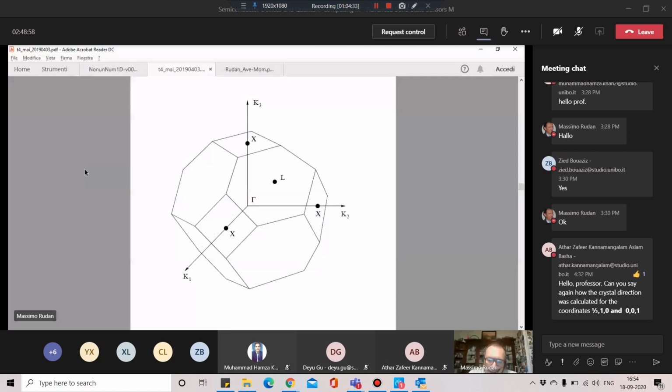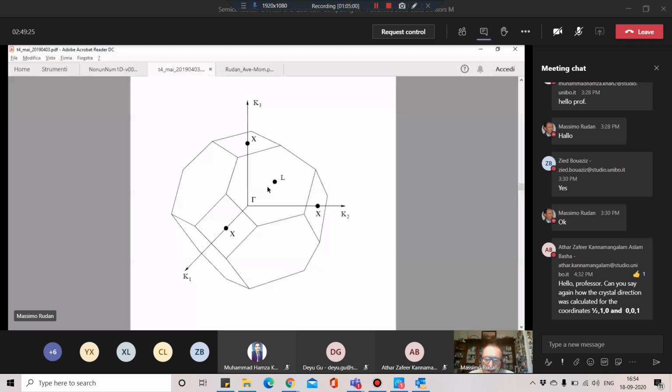So if you go from gamma along the K1 direction, 1, 0, 0, you intersect the Brillouin zone in one of the X points. The same if you go along the K2 or 010 direction, and the same if you go into the 001 direction, that is K3.